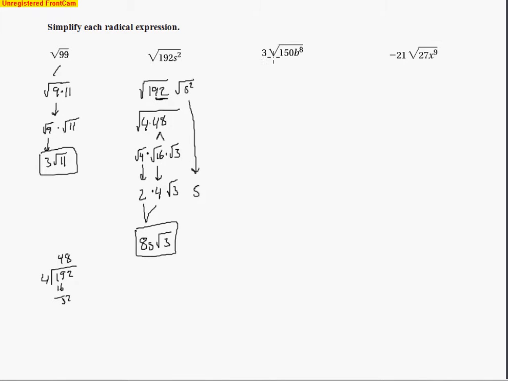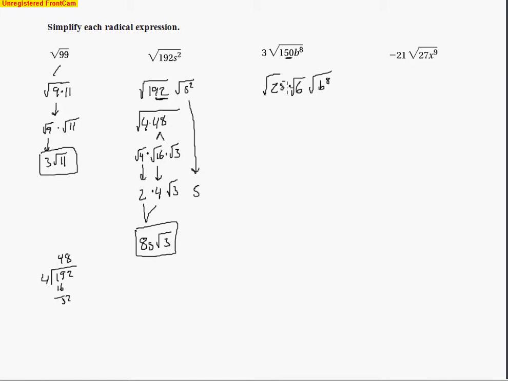On the next one, we have a 3 on the outside, so that just means something was already taken out. It's being multiplied by the square root of 150 b to the 8th. On this problem, I'll look at the 50, and that means that 25 goes into it. So 25 times 6 makes 150. And then I have b to the 8th power. So I'm going to take these square roots separately here.